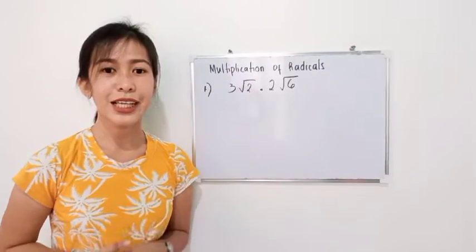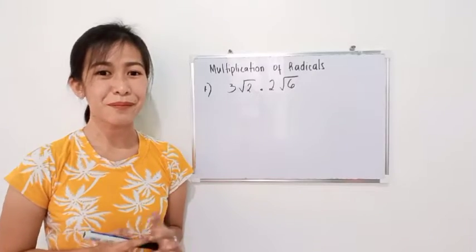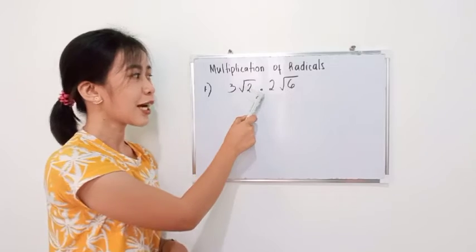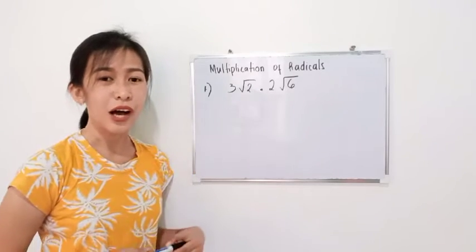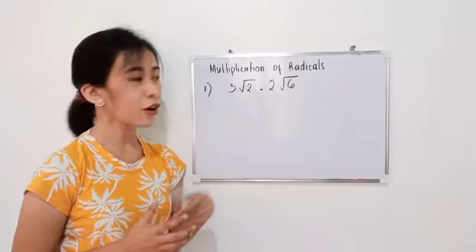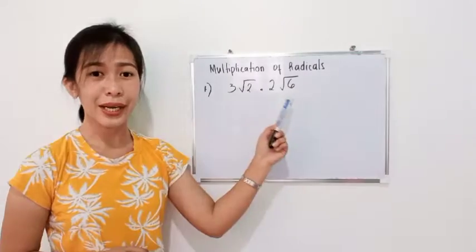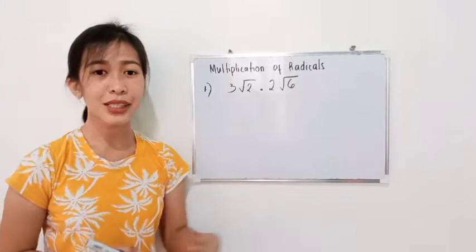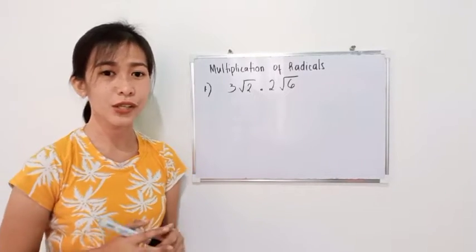Ayan. Okay, so take a look at this first example. We have 3 square root of 2 times 2 square root of 6. So, as you can see, meron tayong nakasamang coefficient dito. And as you can see also, parehas na square root, no? And then, magkaiba yung radicand. So, the process is just like this. You are just going to follow, okay?